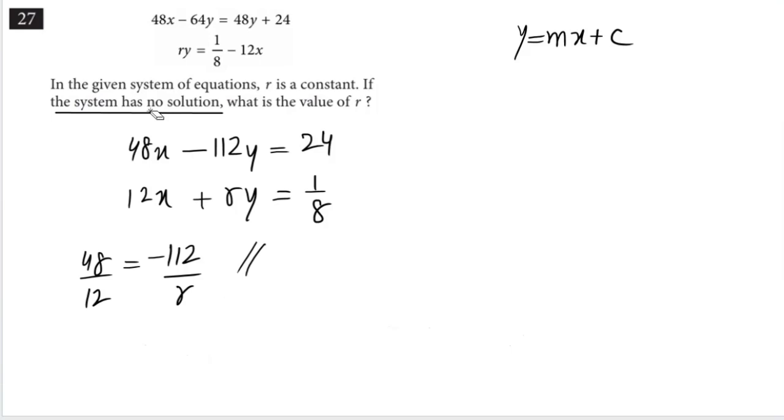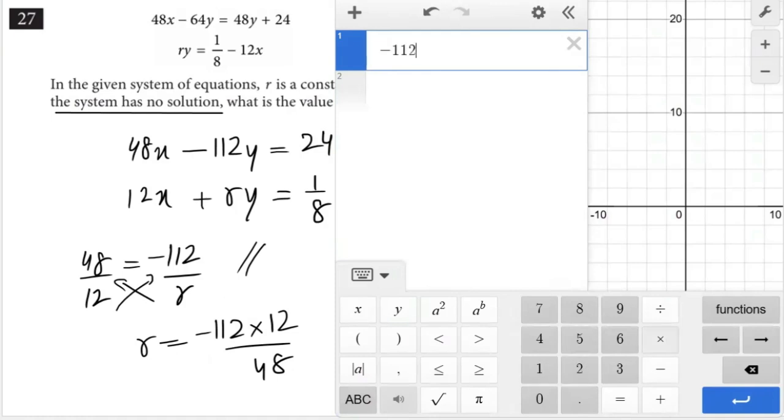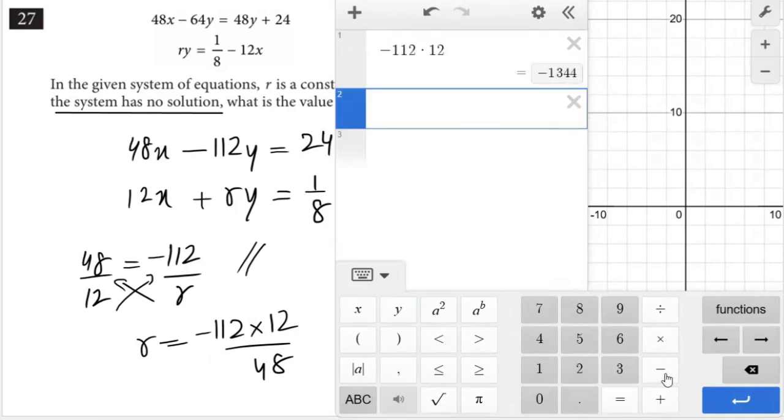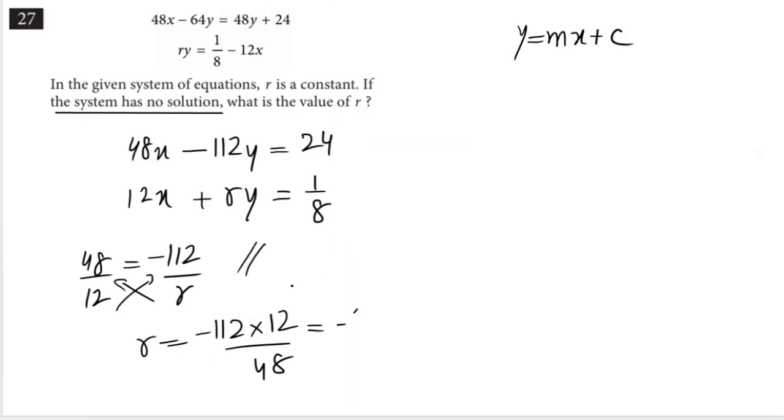Okay, so let's solve this with cross multiplication, and that will give me the value of R. So let's take the calculator: minus 112 times 12. So negative 1344. Divide that by 48, and my answer is negative 28. And that wraps up question 27, the final and definitely one of the hardest gradient questions of this module.